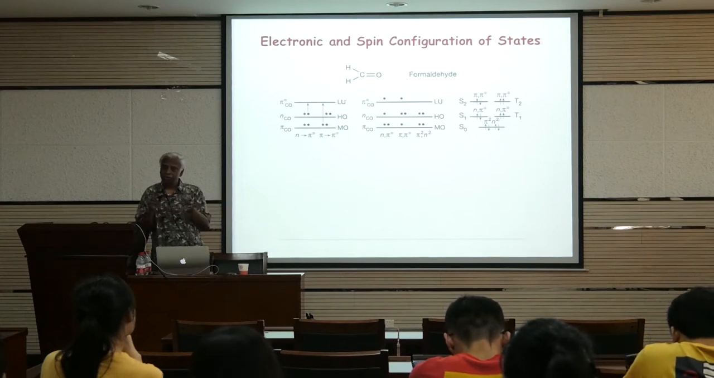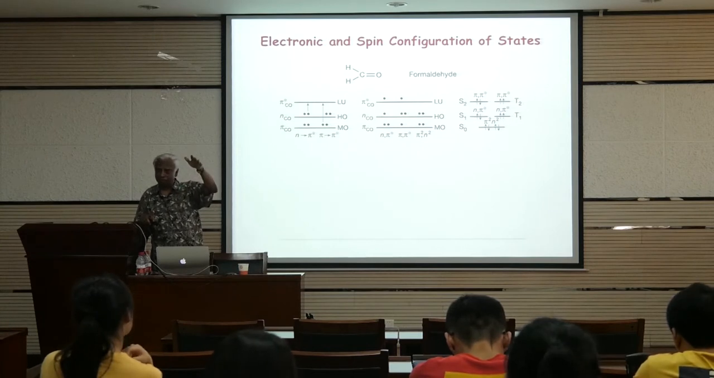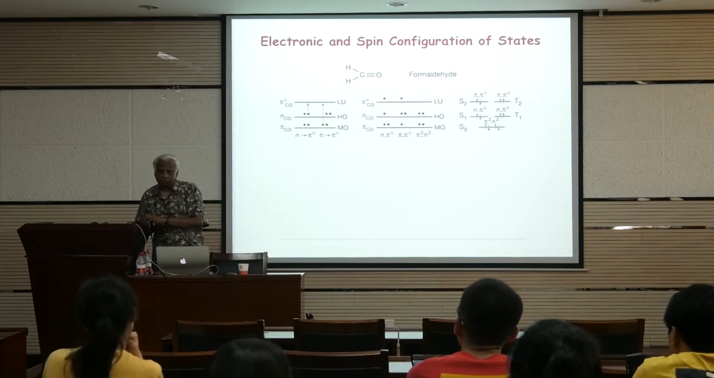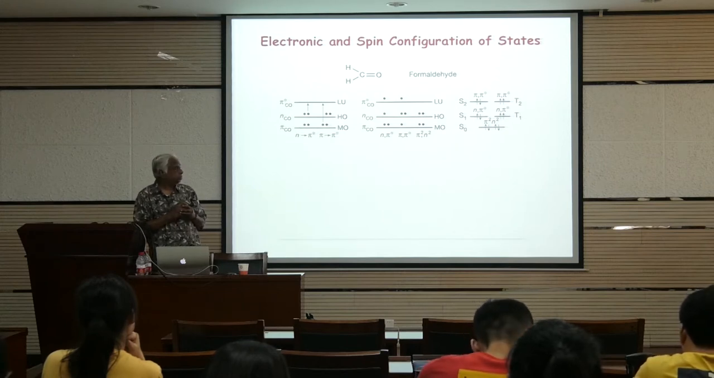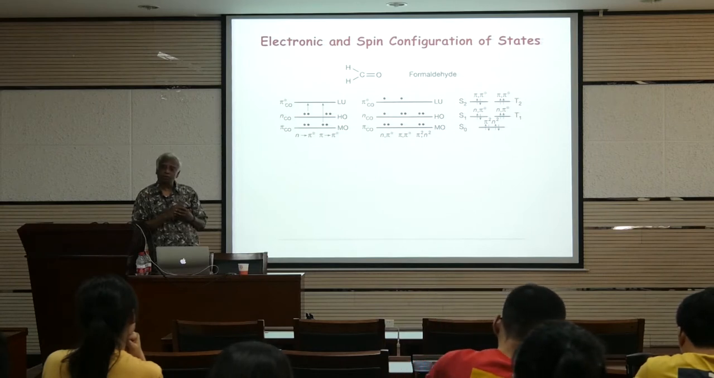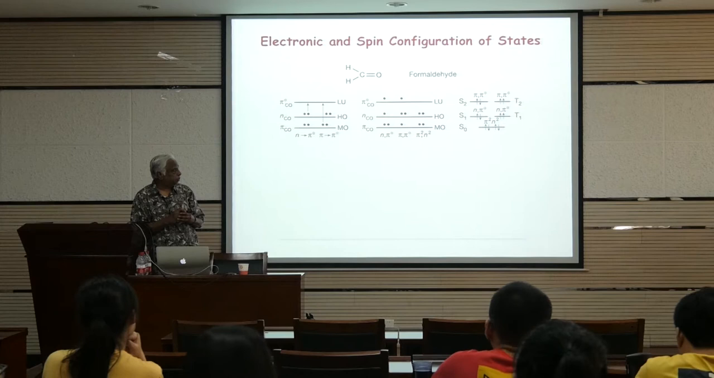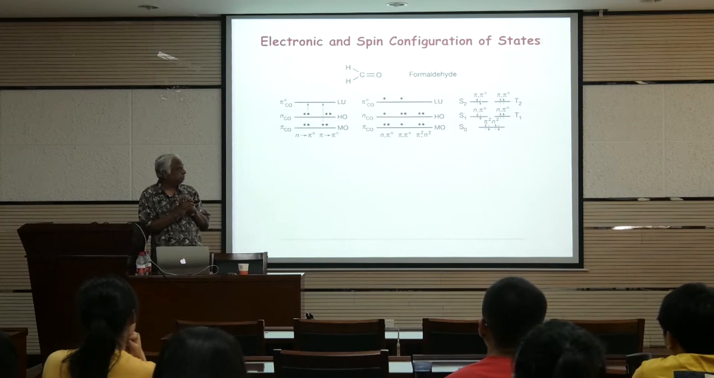Electronic configuration is different from spin configuration. Electronic configuration tells you where the electrons are. The spin configuration tells you how the spins are with respect to each electron. So in this state, n and pi star, T1 also n and pi star. S2 has one electron in the pi and one electron in the pi star. So the electronic configurations for this singlet and the triplet are identical. They are not different. But the spins of these electrons in this one and that one are different. Okay. So a singlet, triplet.